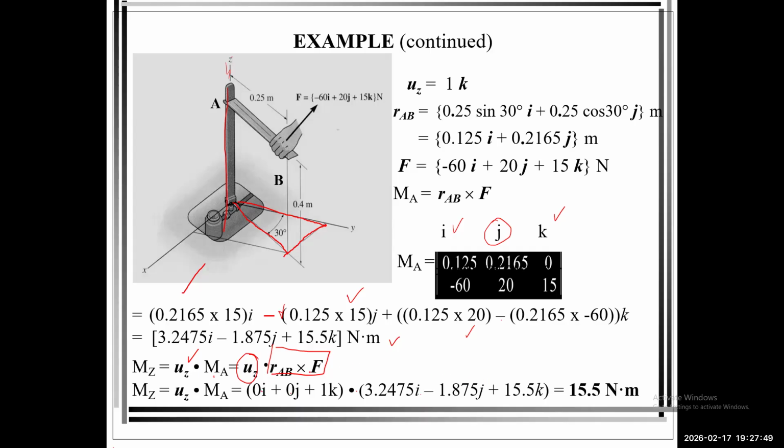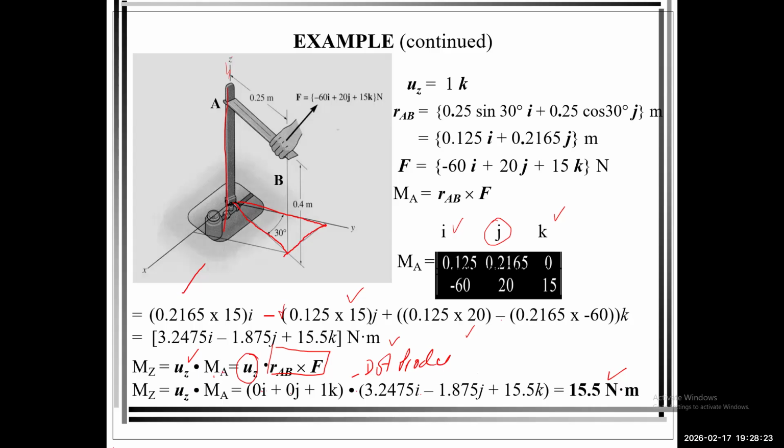That's 0. So 0, 0, I times 3.247, I, 0. 0 J times 1.875 J, 0. And then the last one is going to be 1 times the 15. So therefore, that is the answer. Because look, you use your dot product here. I times I is 1, but in this case it is 0 times whatever figure is there. And the same thing with the J. So you're using your dot product.